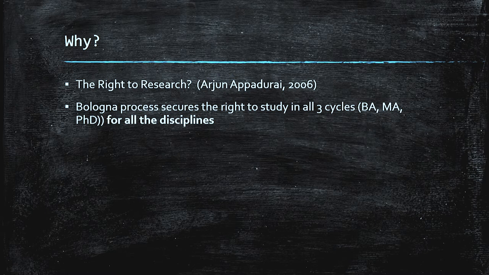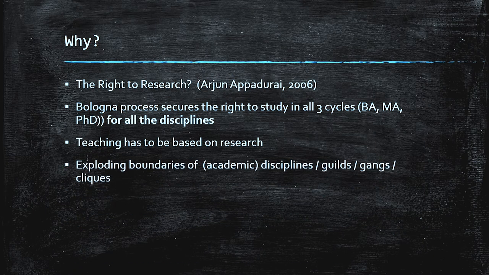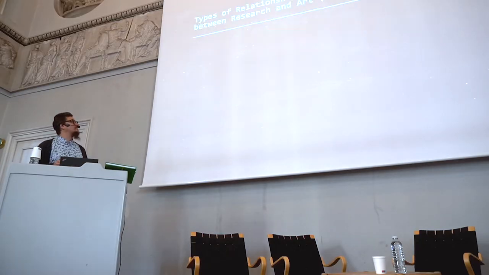Also, Bologna somehow forces us to do research, but they also said that if all the sciences and subjects have the right to study in all three cycles, so art should also have this right on its own. By the Bologna process, all European schools have to offer studies in all three cycles: bachelor, master, and PhD or doctor of arts. So this is a very basic right for any subject, any discipline. And we have to fight for this right. Also, all Bologna documents say that teaching has to be based on research. And we have to sometimes explode the boundaries of academic disciplines, guilds, gangs, and cliques.